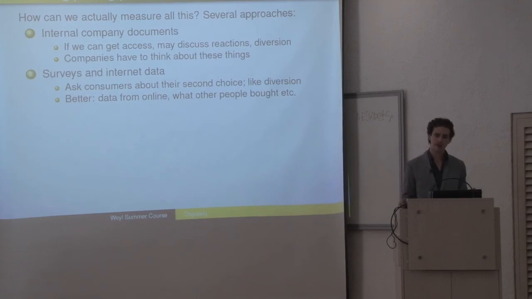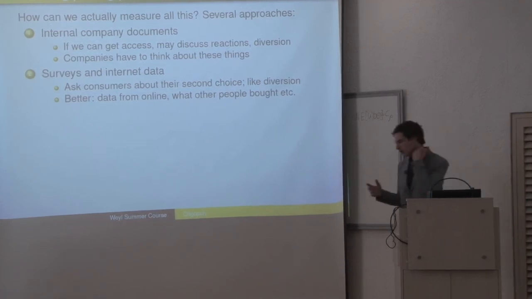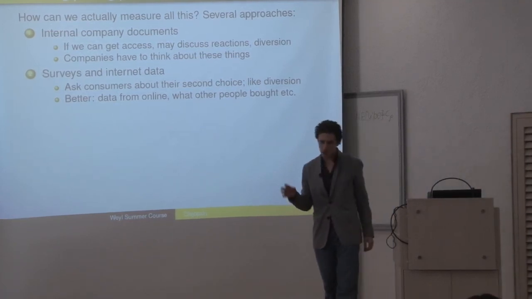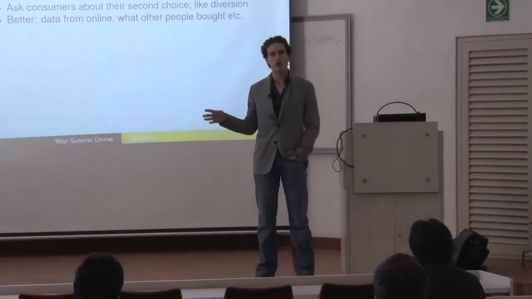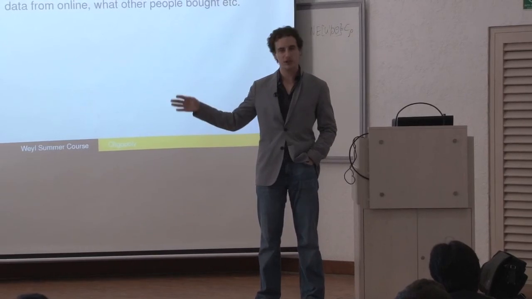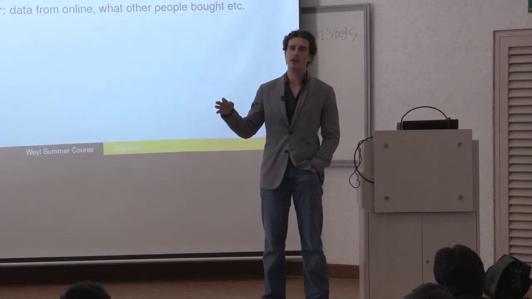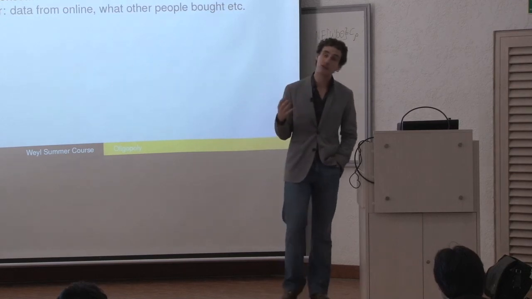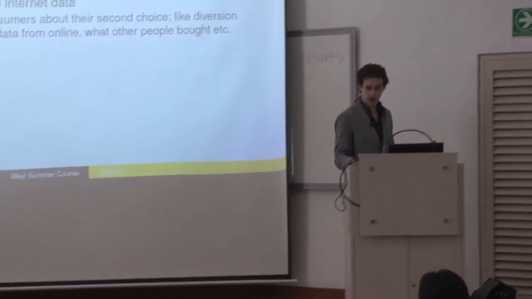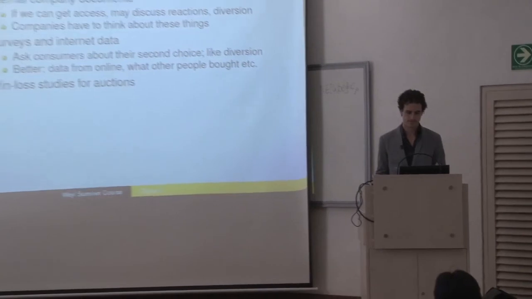Even better is data from online. So if you go on Amazon and you look at a product, they'll say people who bought this product also bought this product, or people who thought about buying this product also bought that product. That will often tell you when products are close substitutes for one another. So a really exciting frontier, which people have just started to use, is this sort of online data.